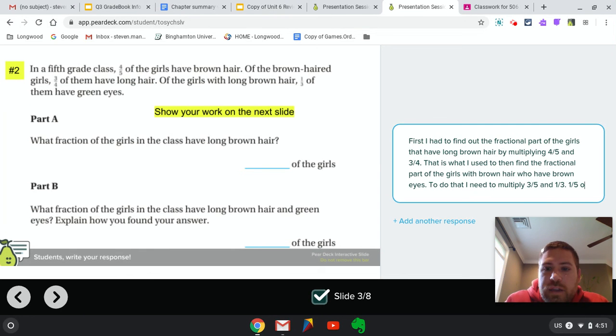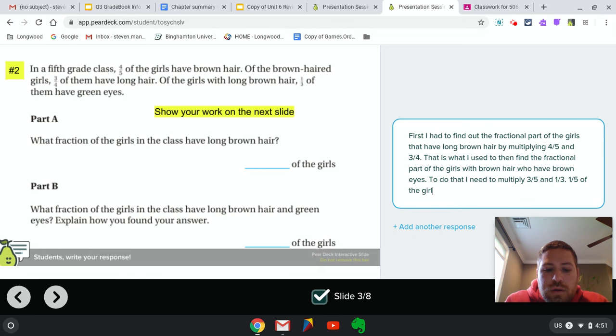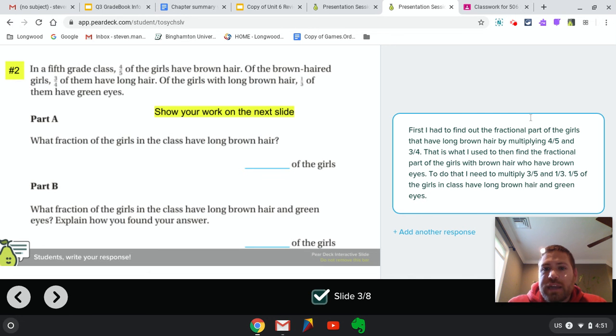of the girls in class have long brown hair and green eyes. So that's our explanation, right? We explained how we found the first part for part A, how we used that answer to go ahead and figure out part B, and then we told our answer for part B as well. So there's our explanation in there for you. All right, let's move on to number 3.